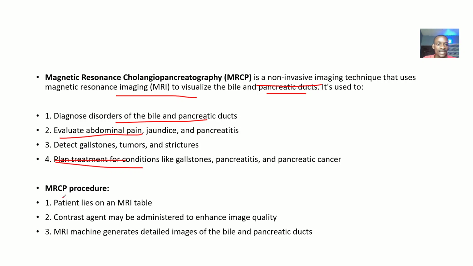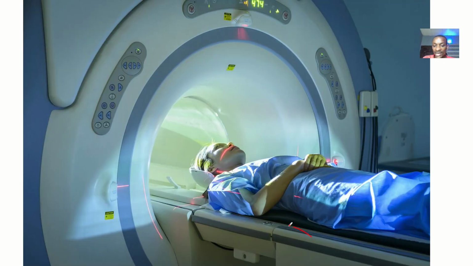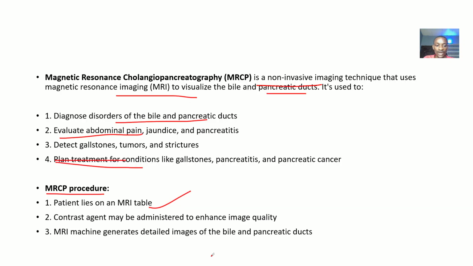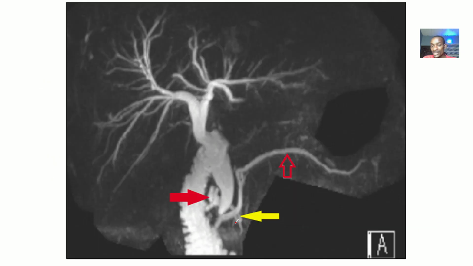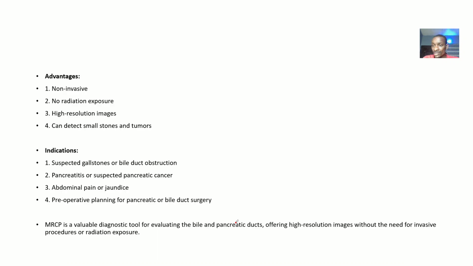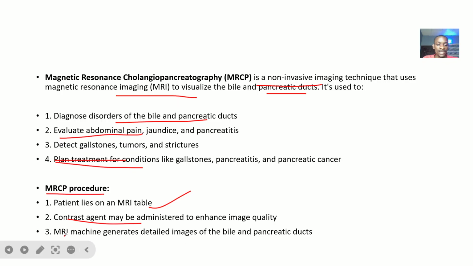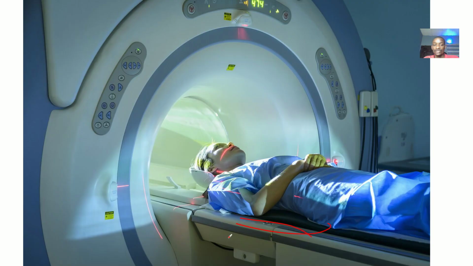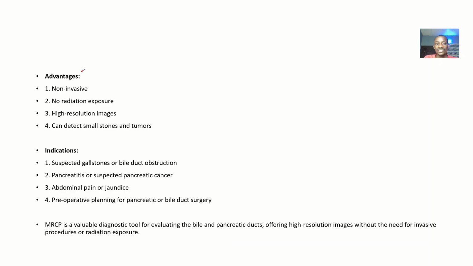Then this magnetic resonance cholangiopancreatography has a procedure and it's simple. First of all, the patient will lie on the MRI table. This is the MRI table right here, right? The contrast agent may be administered just to enhance the image quality. For you to get clear images like this, it could be that the patient took in some contrast. Then the MRI machine will be turned on to generate detailed images of the bile and pancreatic ducts.